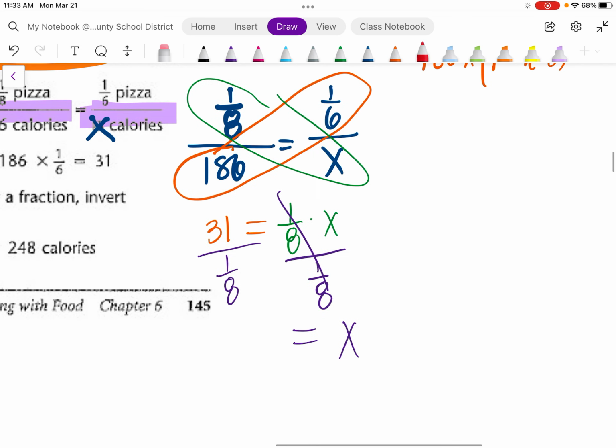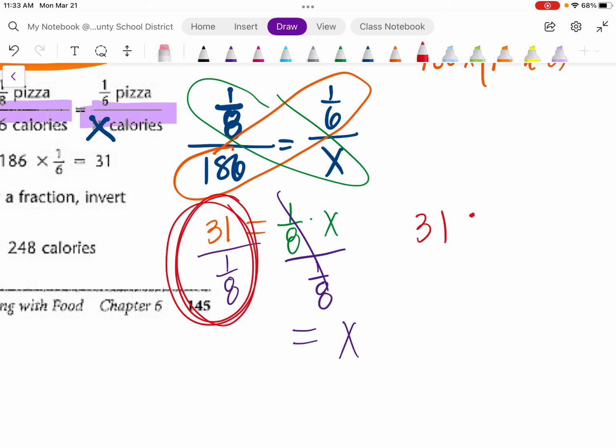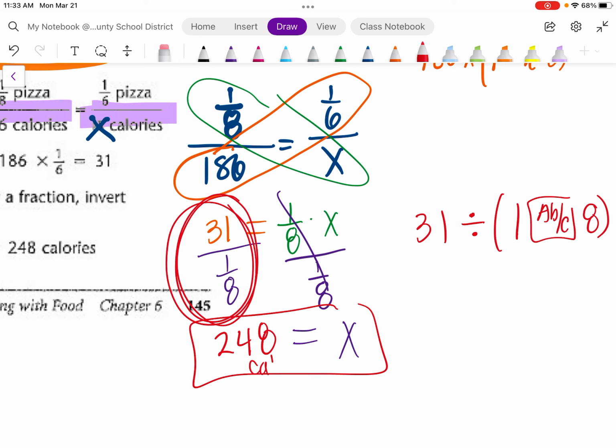But here's how you're going to enter this into your calculator. 31 divided by parentheses 1 ABC button 8. So you're telling the calculator to take 31 and divide it by the fraction 1/8. When you do that, you should get 248 calories as your answer. Okay, so this one's more about knowing how to use your calculator to help you find these things.